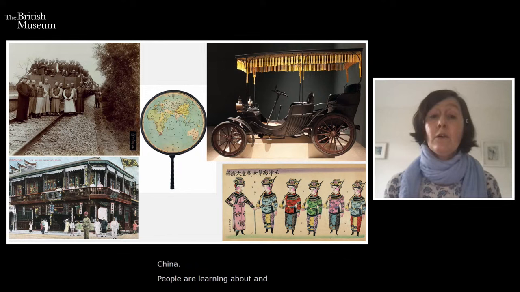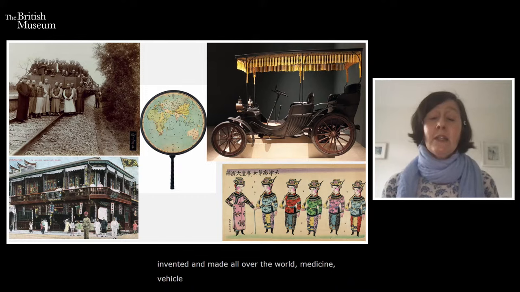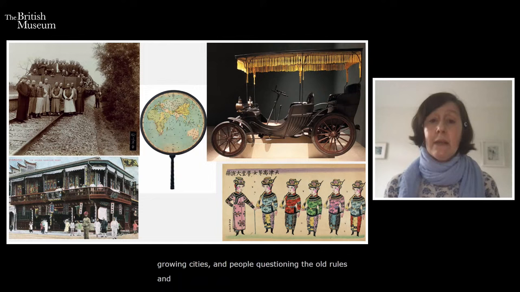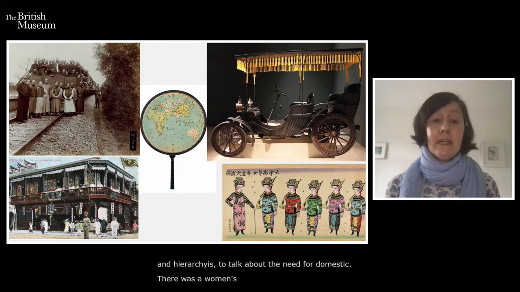By the start of the 20th century in Qing China, you've got a national network of schools. You've got quickly growing cities. People are questioning old rules, old hierarchies. They're talking about the need for democracy. You've got a women's movement, women becoming revolutionaries, taking a role in national politics.